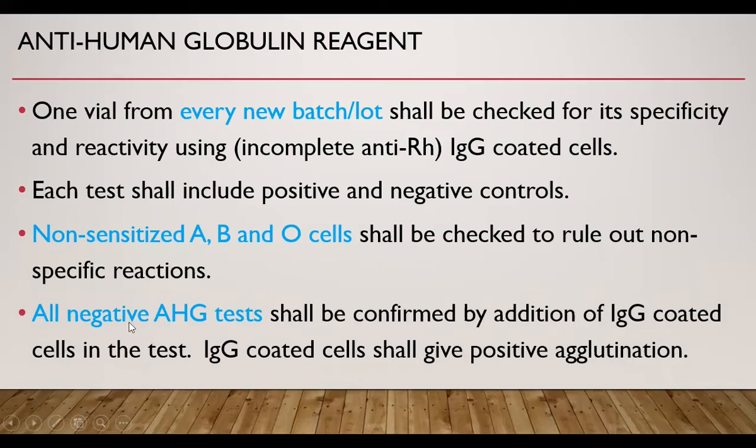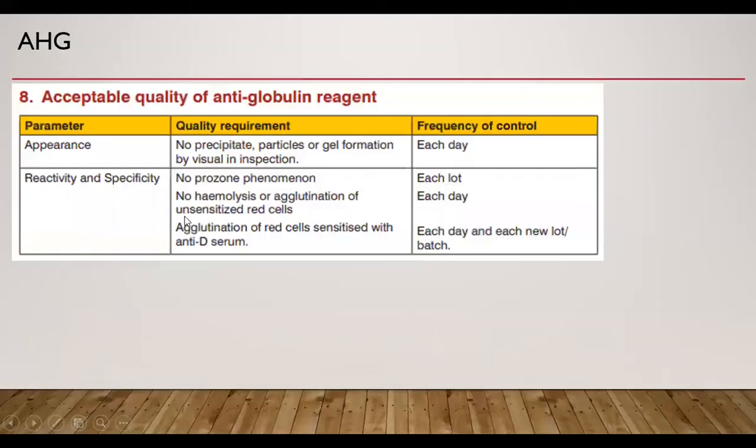And all negative anti-human globulin test or Coombs test shall be confirmed by addition of IgG coated cells in the test. IgG coated cells shall give positive agglutination. These are the standard for anti-human globulin.